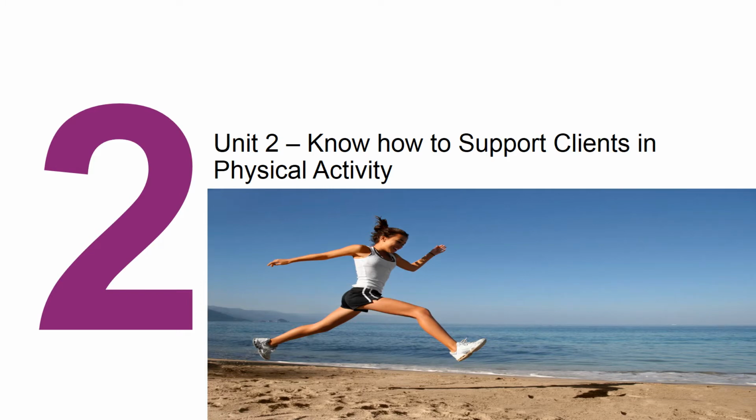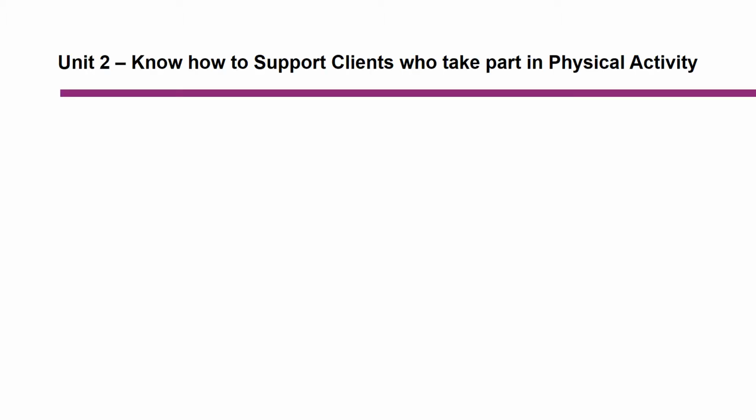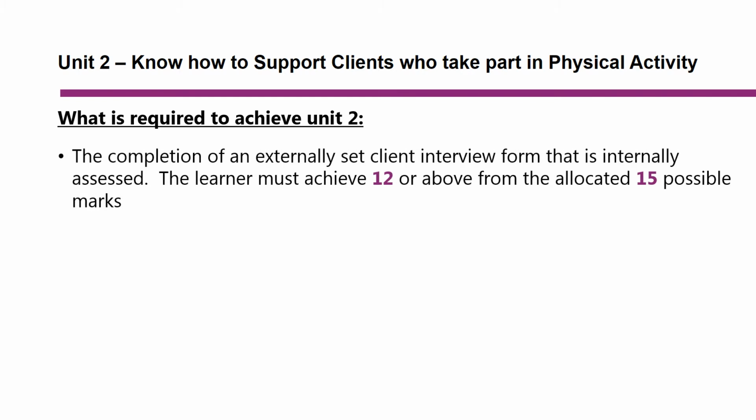So let's have a look at Unit 2, Know How to Support Clients in Physical Activity. So what is required to achieve Unit 2? There are 2 main areas here. The first is the completion of an externally set client interview form that is internally assessed by the centre. The learner must achieve 12 or more from the allocated 15 possible marks.